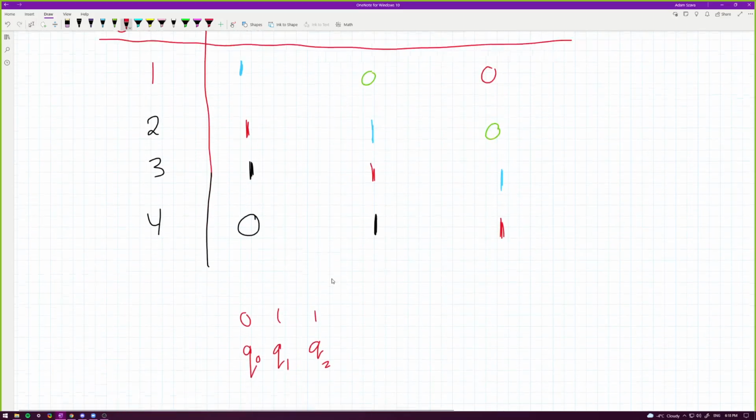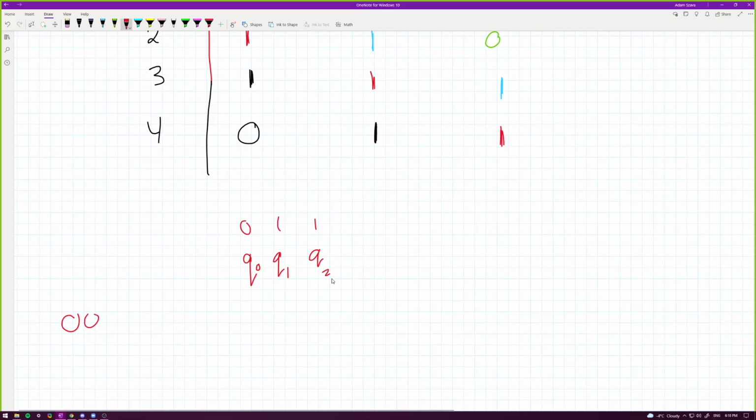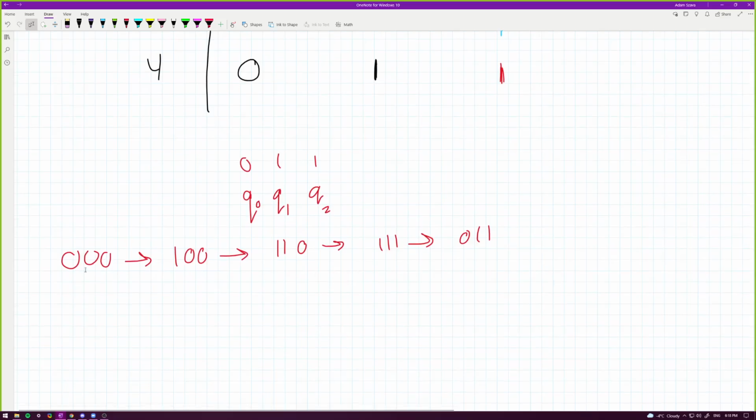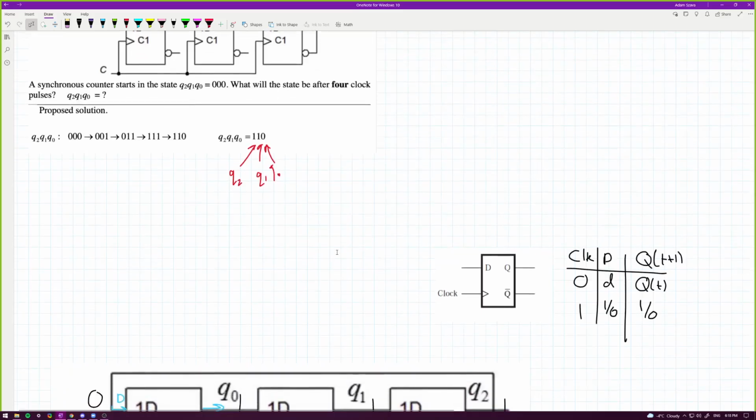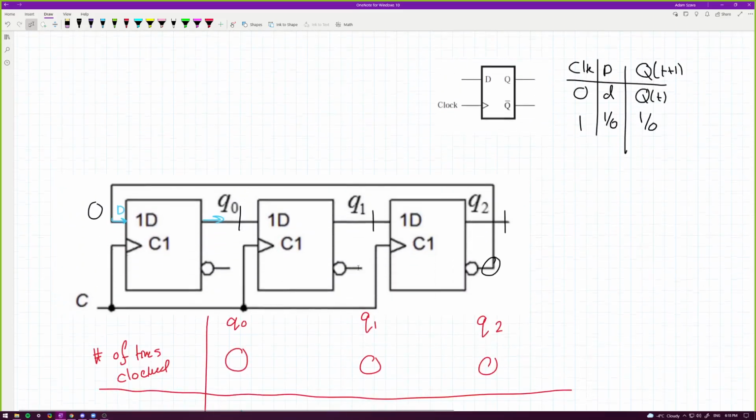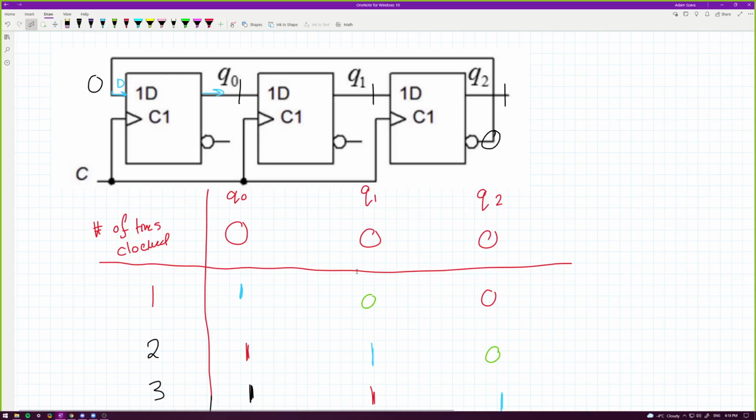And so you can see that the circuit goes from 000 to 100 to 110 to 111 to 011. And so this is the Johnson counter, because it's cycling through all these states. Okay, so that's essentially that. Any questions about that? If you're confused about any part there, let me know. I'm happy to explain more.